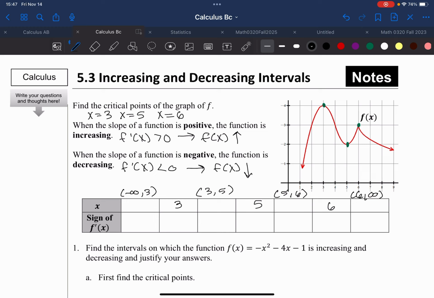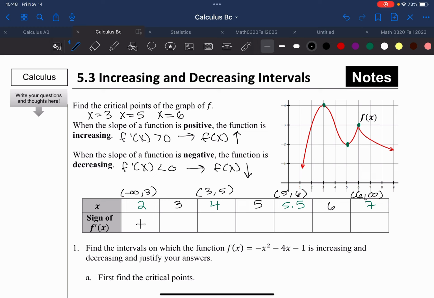Within each of those intervals, I'm going to pick a value to see if the sign of the derivative is positive or negative. So let's go ahead and pick values. We could pick 2, 4, 5.5, and 7. Looking at x equals 2, that's right here, notice that the slope of this line is going to be positive. So that means the sign of the derivative is positive.